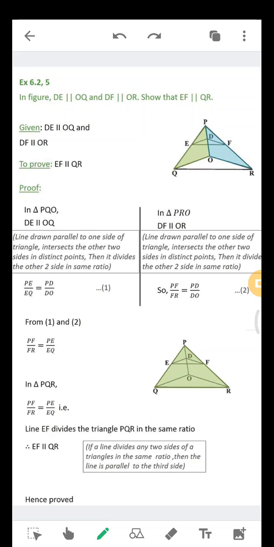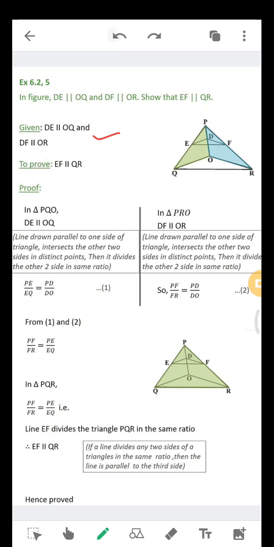So I have written what is RTP here. We have to show that EF is parallel to QR. The figure will be given to you. Again, see the question. DE is parallel to OQ, DF is parallel to OR. So we have to prove EF is parallel to QR. This is our RTP. So I have taken given and RTP here.